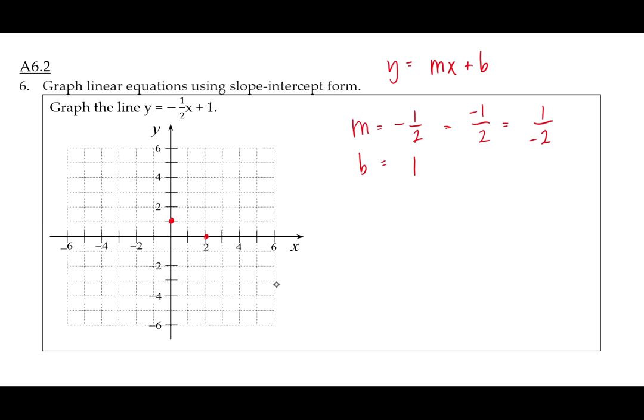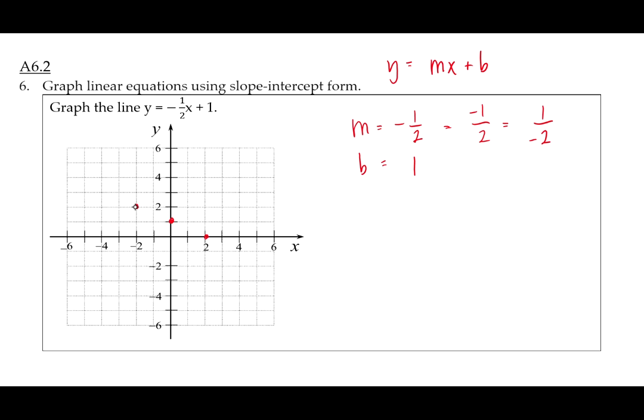But let's look at the other way that I've written -1/2, as positive 1 over -2. That tells me that I have a rise of positive 1, meaning that from this intercept, I am going to go up 1, and then a run of -2, which means I will go to the left 2, and I'll plot a point here.